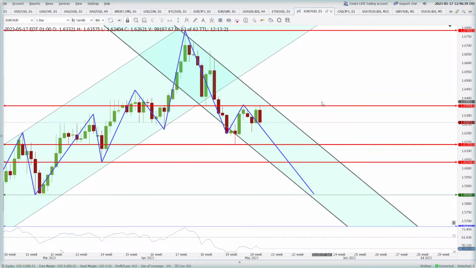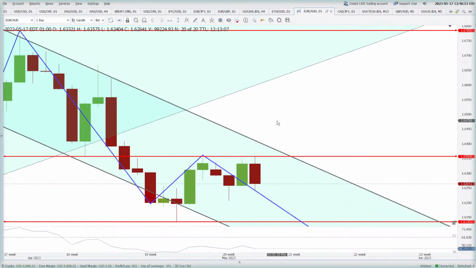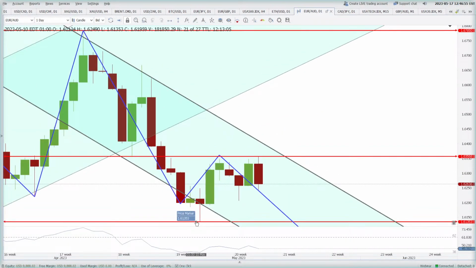Euro against the Australian dollar, very good bearish engulfing. The price can continue further towards 1.6135 and 1.6034. On the higher side, the resistance is at 1.6356. On the lower side, support is at 1.6135. Now this is the importance of opening the trades as close to the levels.